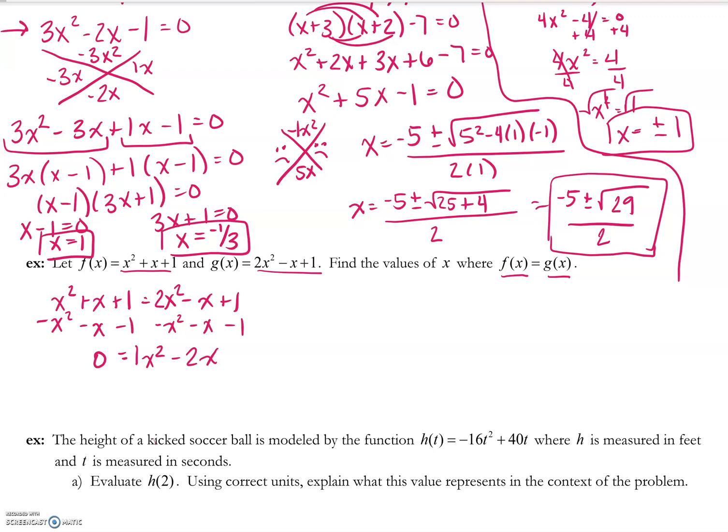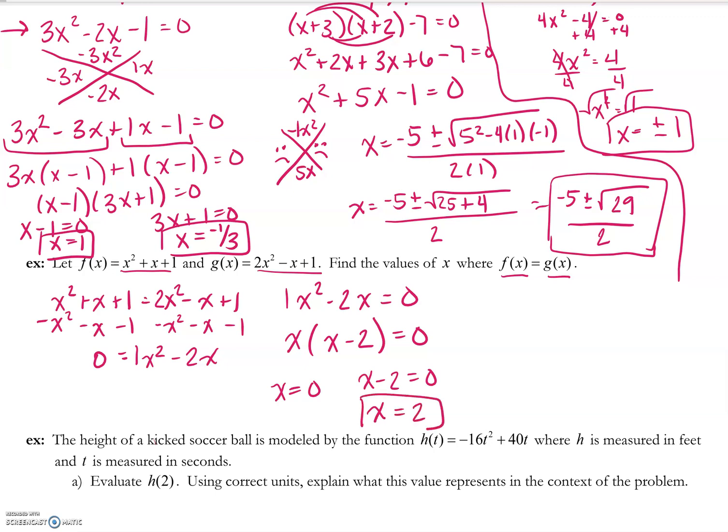Here, I'm going to look to see if I can factor this, and since there are only two terms, I'm going to look for a greatest common factor first. With 1x squared and negative 2x, I can factor an x out, and I'm left with x minus 2. So then, just like we did in a couple of examples prior to this, we set each of our factors equal to 0. So x equals 0 and x minus 2 equals 0, which means my two solutions are x equals 2 and x equals 0.